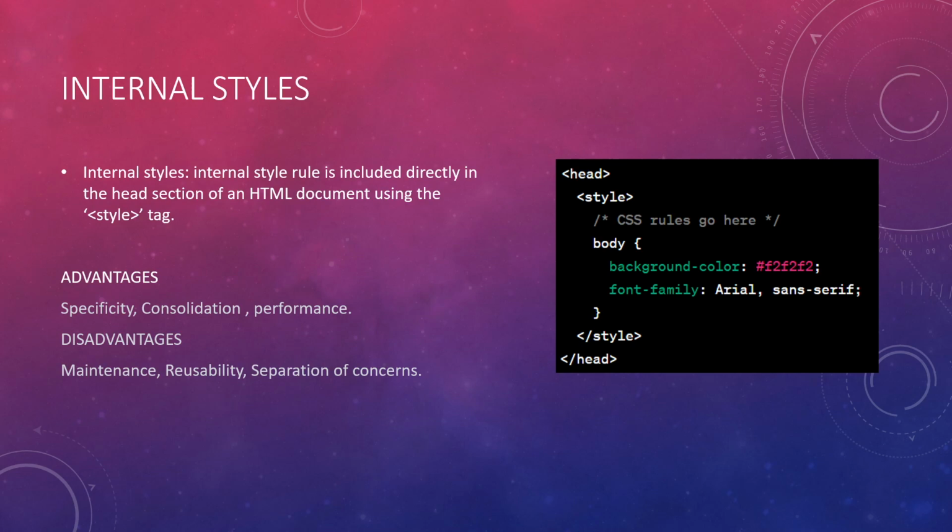Internal styles. Internal styles is a rule included directly in the head section of the HTML document using the style tag. Advantages are specificity, consolidation, performance. Consolidation means that you can consolidate all your styles in one place, as it's shown here, background color and font family in the style tag.